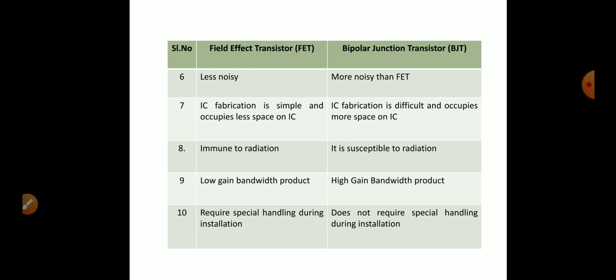And ninth comparison is FET has low gain bandwidth product. Gain bandwidth product means gain into bandwidth. FET has low gain bandwidth product, but BJT has high gain bandwidth product. Last comparison is FET requires special handling during installation. During installation of FET, special handling techniques are required, but BJT does not require any special handling during installation. These are the comparisons between BJT and FET.